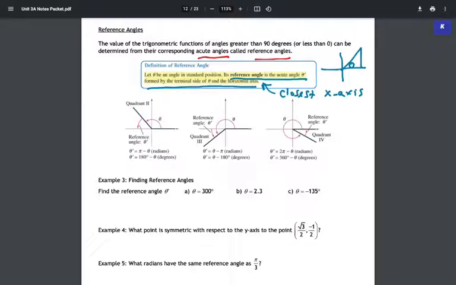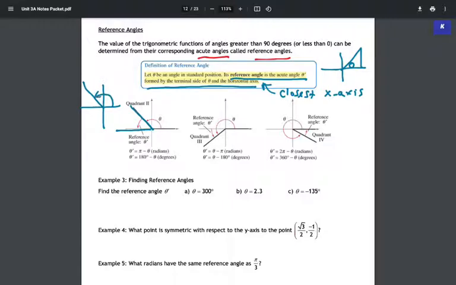And so the way we're going to get that, you're going to think about using the closest x-axis and that terminal side. To get it, you're going to take pi minus theta. So, let me do an example.